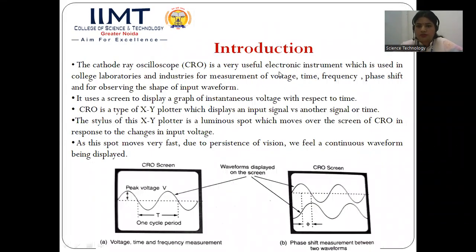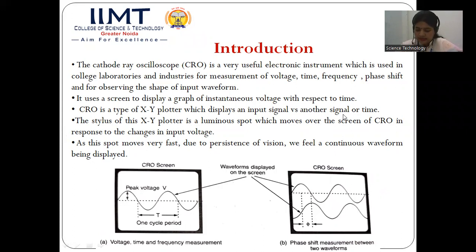So first of all, a brief introduction about the cathode ray oscilloscope. The cathode ray oscilloscope is a very useful electronic instrument which is used in college laboratories and industries for the measurement of voltage, time, frequency, phase shift, and most importantly for observing the shape of the input waveform. So this is basically the CRO.